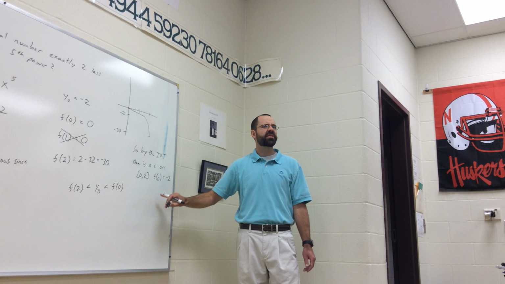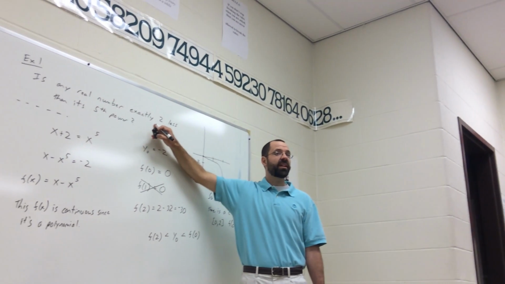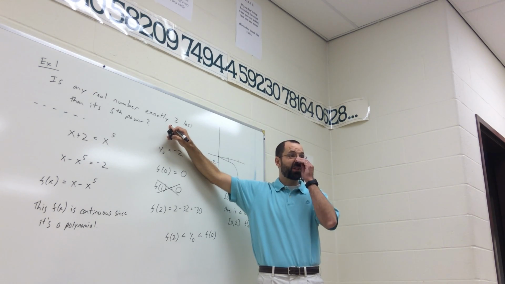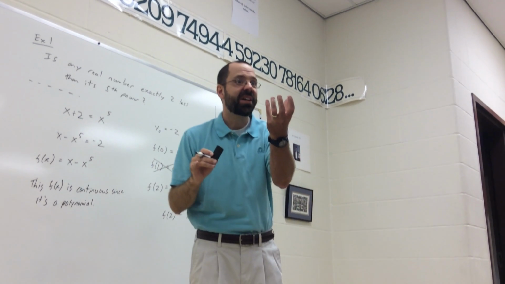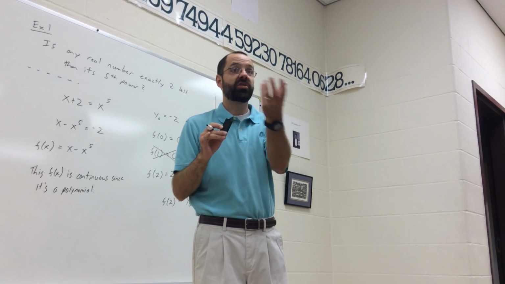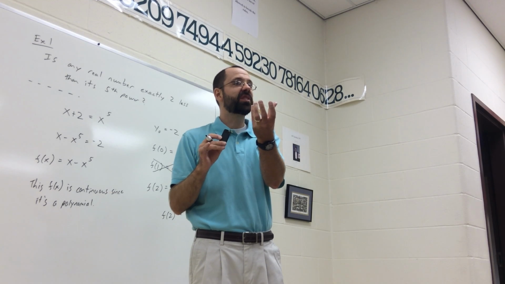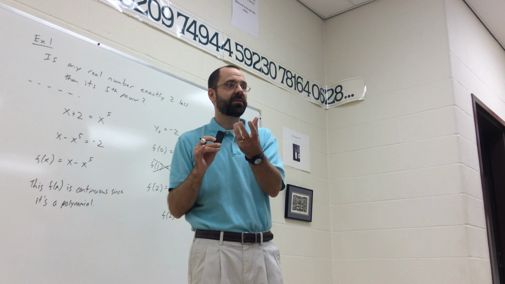Now this is very unsatisfying to people, because when I first gave you this question, you were thinking you were going to find the number, right? The question is: is there a real number exactly 2 less than its fifth power? And certainly if you could say, yes, here it is, it's 1.798, then that would answer the question. But I didn't do it that way. I just demonstrated that it existed without actually finding it.